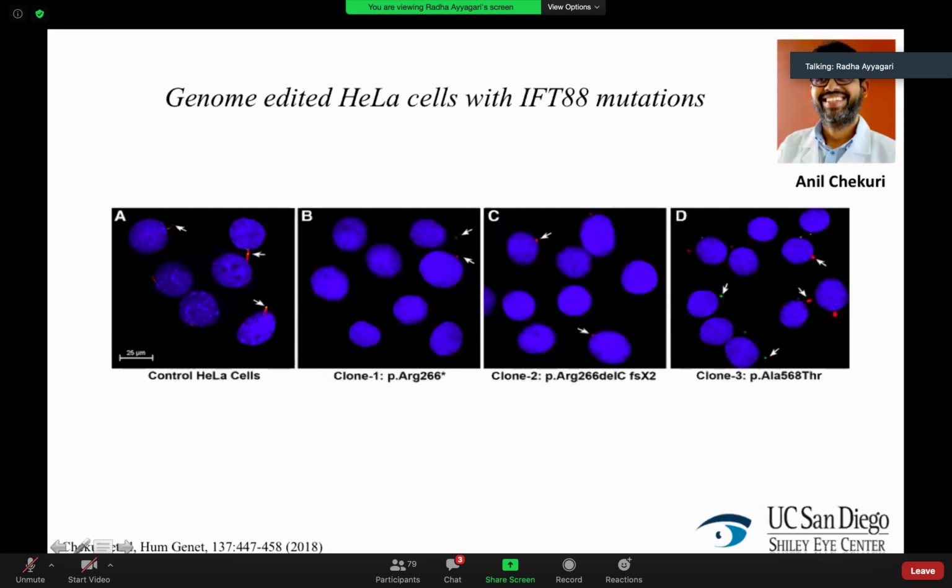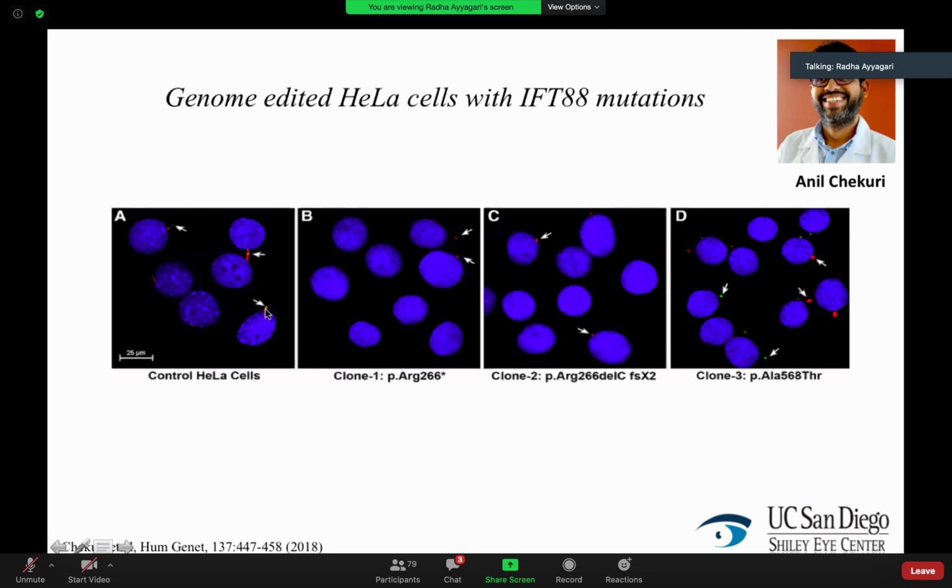So we wanted to test the impact of these variants. What is the impact of this and how does this result in retinal degeneration? Pooja Biswas, my student, collaborated with another postdoc in my lab, Anil Chekuri, who is right now at Harvard. Anil introduced these mutations in HeLa cells using CRISPR-Cas9 and isolated different cell lines. The one expressing the nonsense mutation shows abnormal ciliogenesis and also loss of IFT88. Cells showing the missense mutation show altered localization of IFT88, and some of them have cilia, but others also show abnormal ciliogenesis.